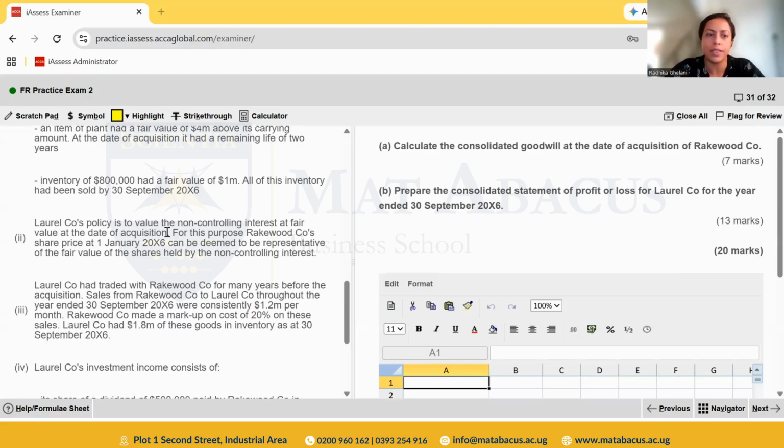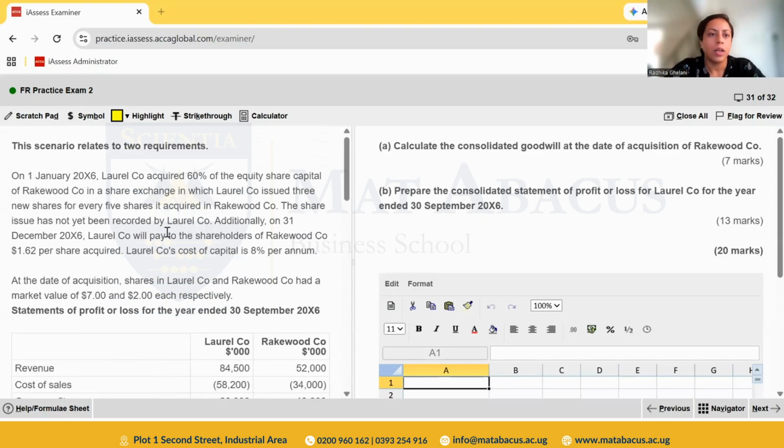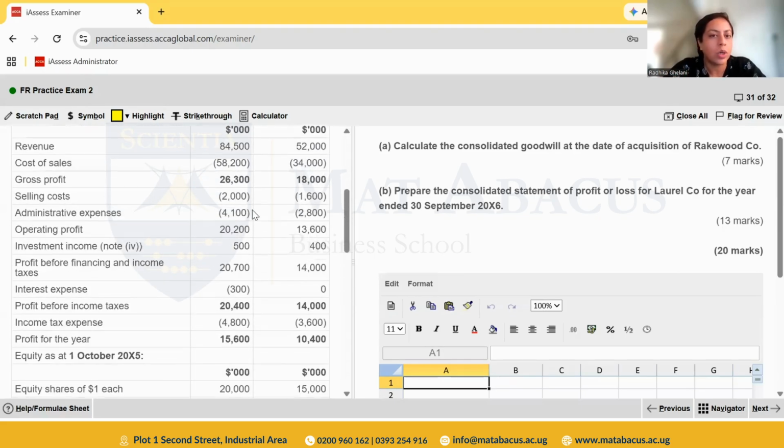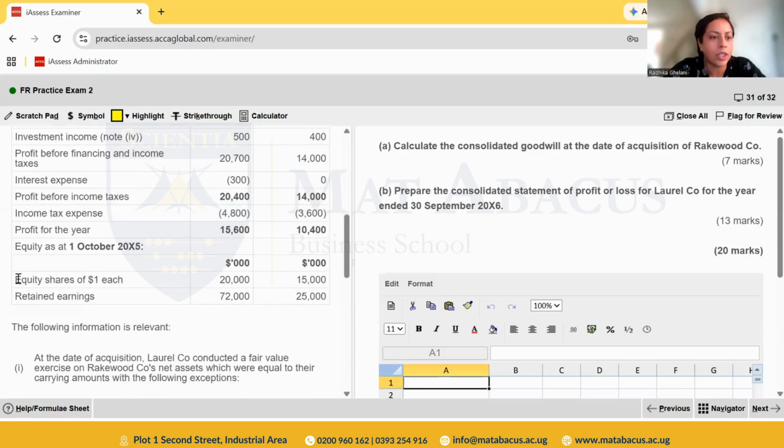How many shares are held by the NCI? If you look up, L'Oreal, the parent, acquired 60% of the equity share capital. That means NCI owns 40%, isn't it? But what is the 40%? For that, you need to know the number of shares of the subsidiary. If you recall, they've given us the equity shares. They've told us that they're worth $15 million. But remember, we want the number of shares. So always look out for the value of one share. They've told us that one share is $1 each, and the total equity shares are $15 million. So this represents 15 million shares.